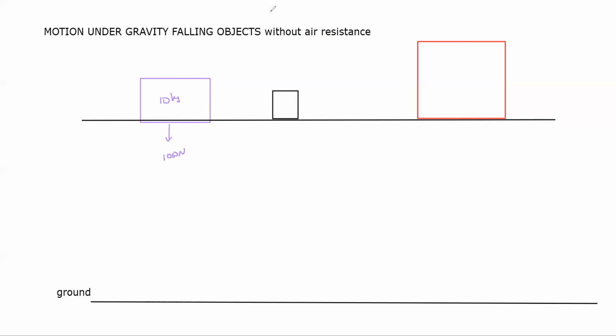This object is 2 kilogram and its weight is equal to 20 newtons. And the other object is 50 kilogram and its weight on earth, we are dropping all of them on earth without air resistance, its weight is equal to 500 newtons.